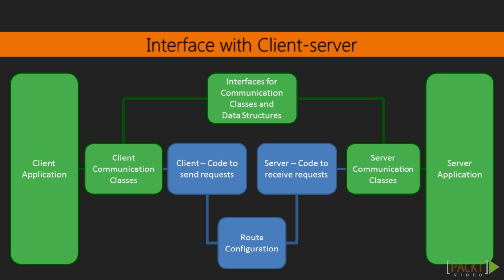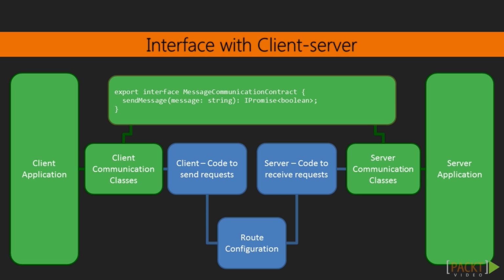For example, we could have a shared message communication contract interface that is implemented by a class in the client communication classes as well as a class in the server communication classes. This ensures that the types going through the client communication classes layer are the same as the types going through the server communication classes layer. In a sense, this connection with the interface is our strongly typed bridge.